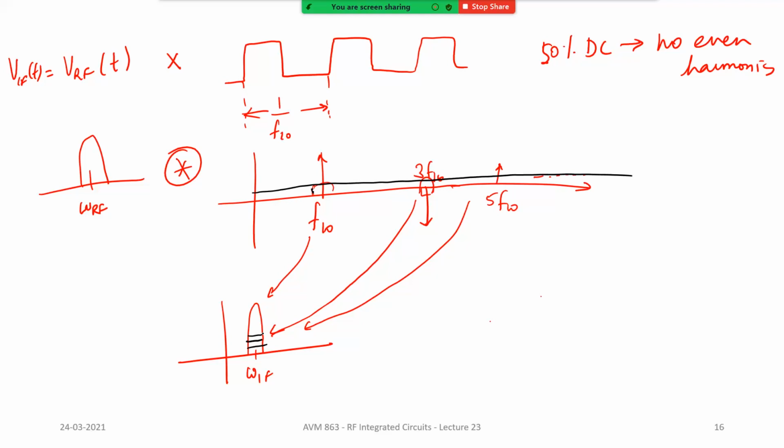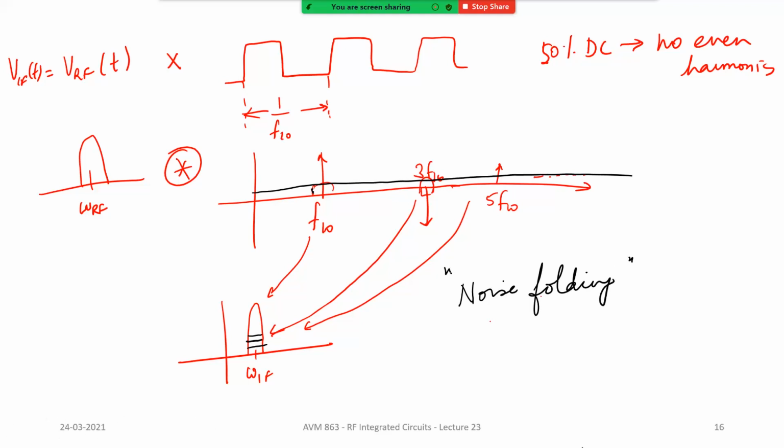So the conversion gain will be different because of the spectral component's amplitude, but nevertheless, the noise around each of the harmonics gets folded on top of the intermediate frequency. So this is what is called noise folding. Noise folding in mixers.